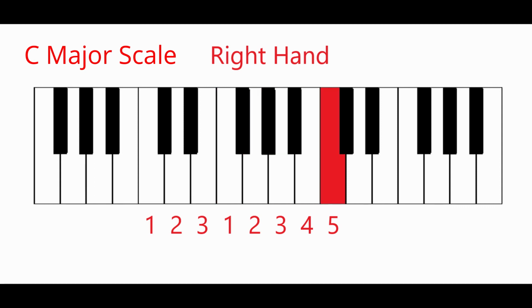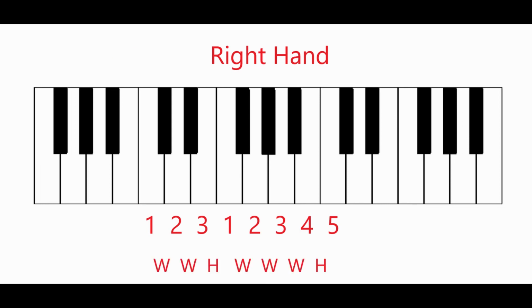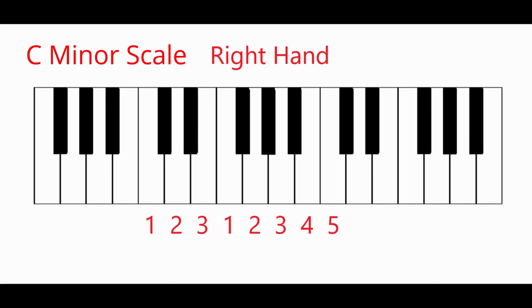Now, try coming back down starting with your 5th finger and crossing your 3rd finger over your thumb to play the E note. All major scales are played with 2 whole steps, 1 half step, 3 whole steps, and then 1 more half step. Now, let's play a C minor scale.